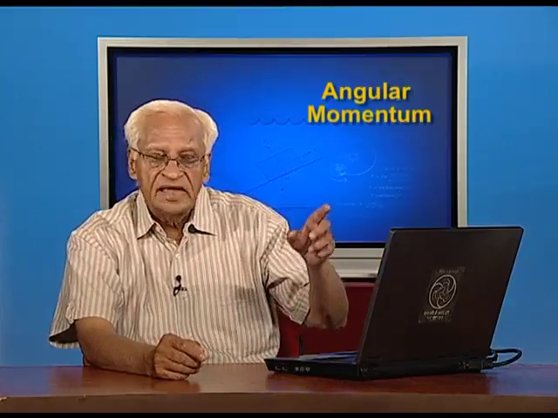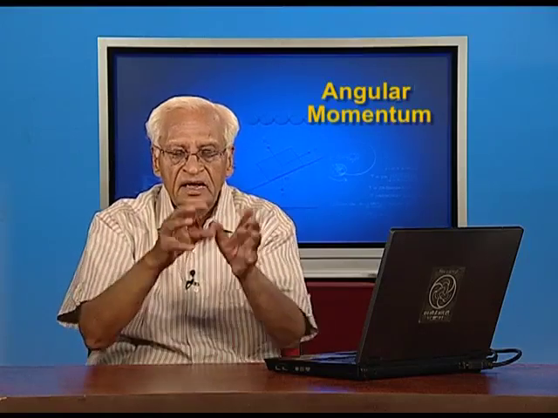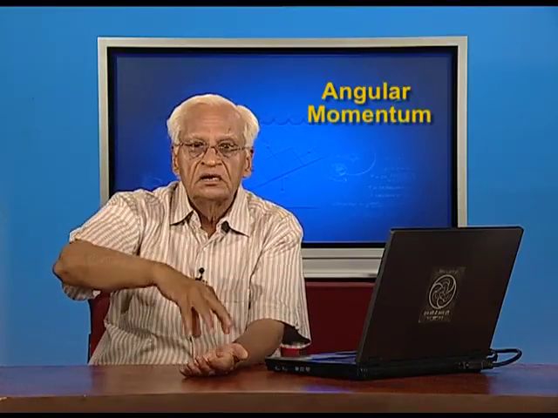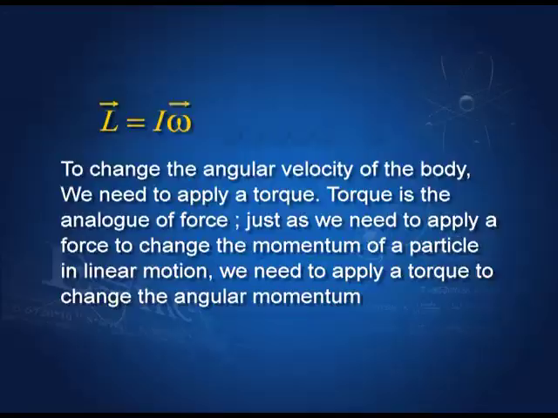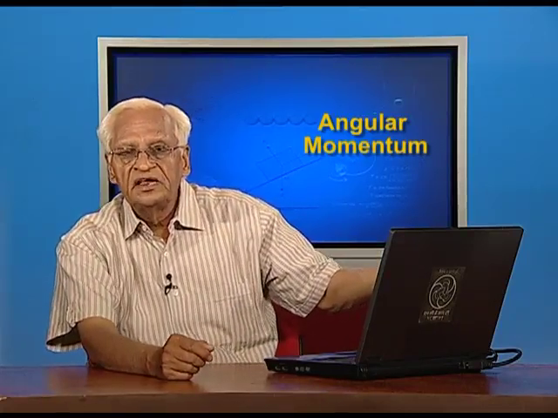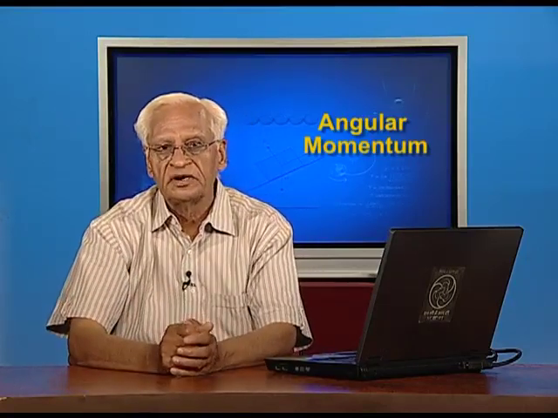In general, the angular momentum is not parallel to omega, but that is for higher classes. At this stage we assume that they are parallel. Actually, in a rigid body there are 3 axes about which if we rotate, then the vectors L and omega are parallel. Let us see: in linear motion, if we apply a force, then we can change the linear momentum.